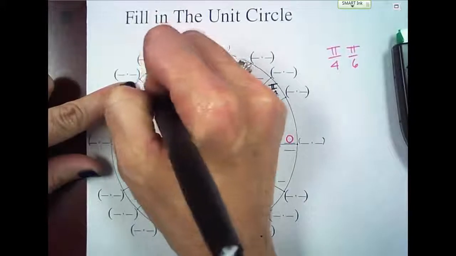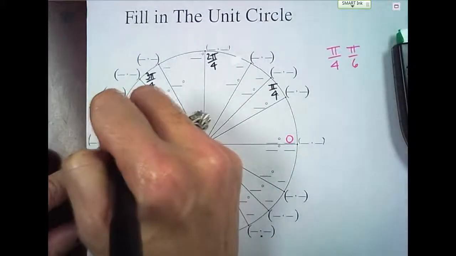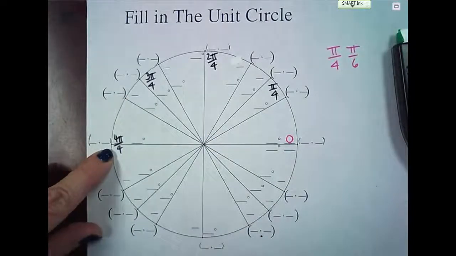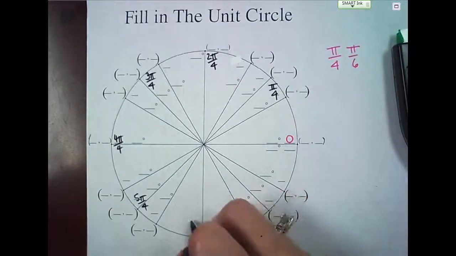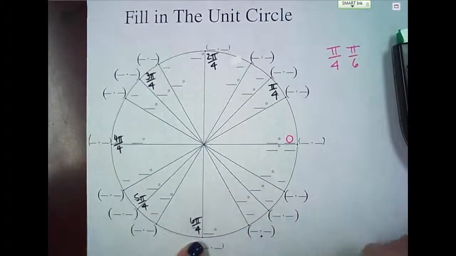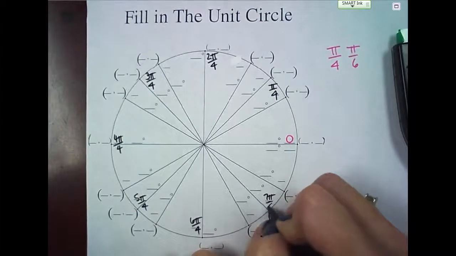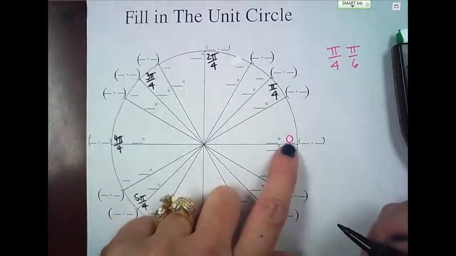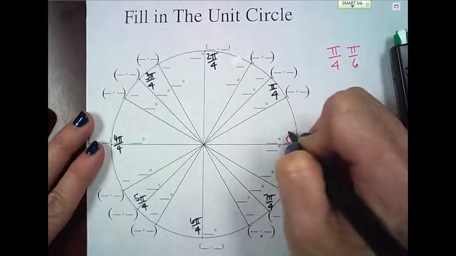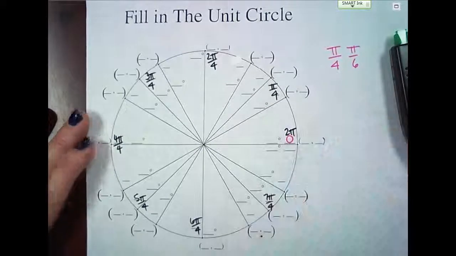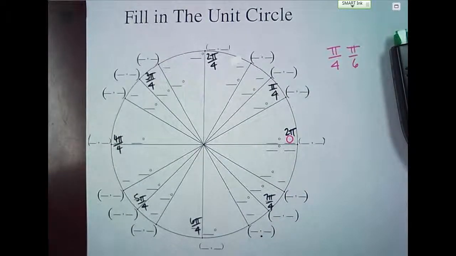3 pi. 4 pi out of 4. Stop on the 45s. 5 pi out of 4. 6 pi. 7 pi. And back to 8 pi out of 4, which is also called 2 pi. It's called 0 and 2 pi. We're going to come back in a minute and reduce later, okay? Give you a second to finish.